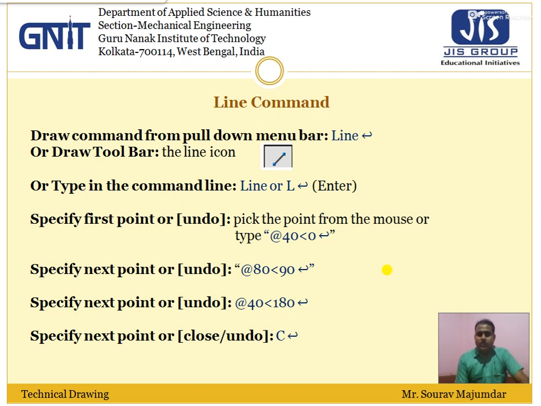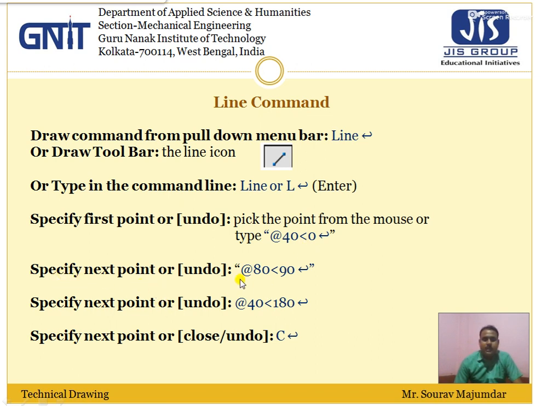So what is the meaning of this? @40<0 means the point is placed from the XY coordinate system, that means the WCS. Okay, so from the WCS coordinate, the position of this first point is 40 along the x-axis, and <0 means the angle is 0 degrees. Similarly, specify the next point.